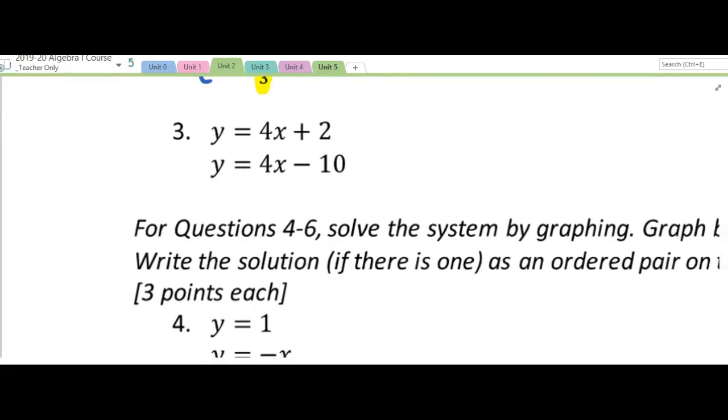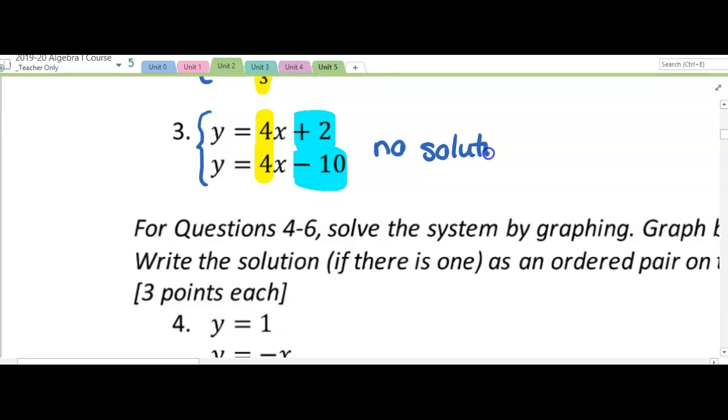Finally, on the third system of equations, we have already in slope-intercept form, so I begin comparing. They have the same slope, so they could be parallel. But they're not the same line because they have different y-intercepts. So these would have no solution. These are parallel lines that never cross.